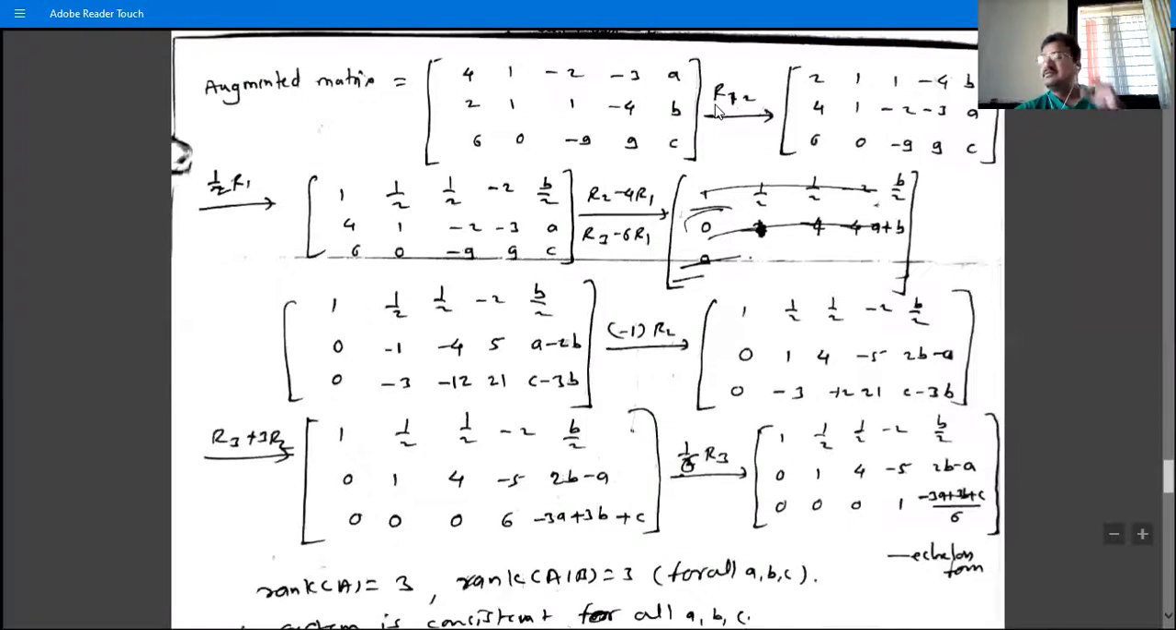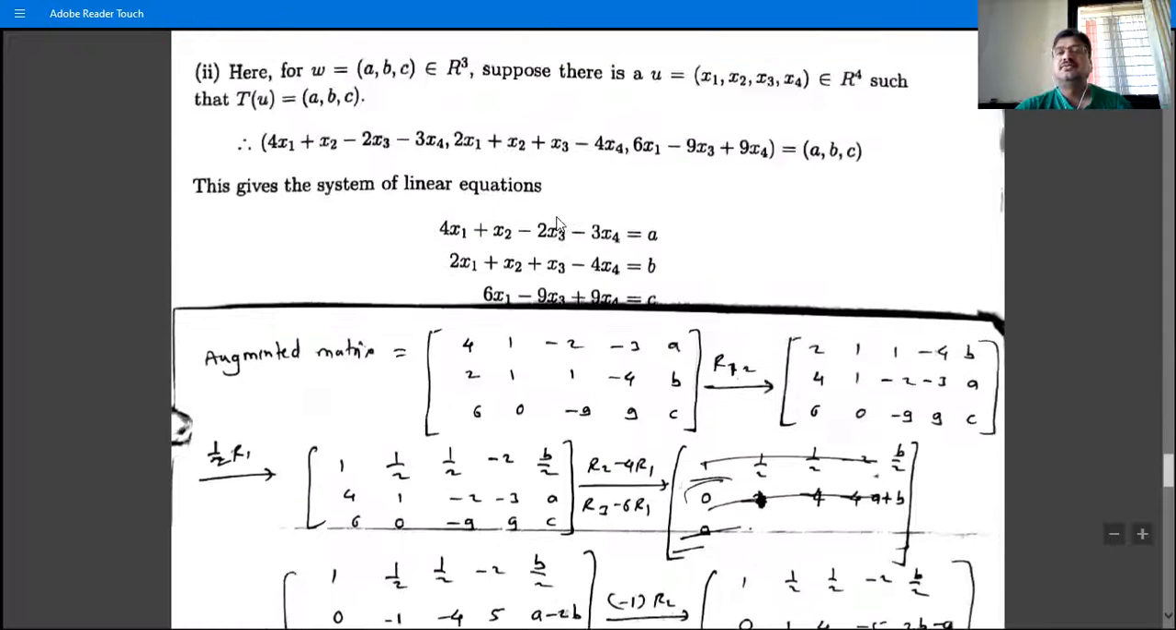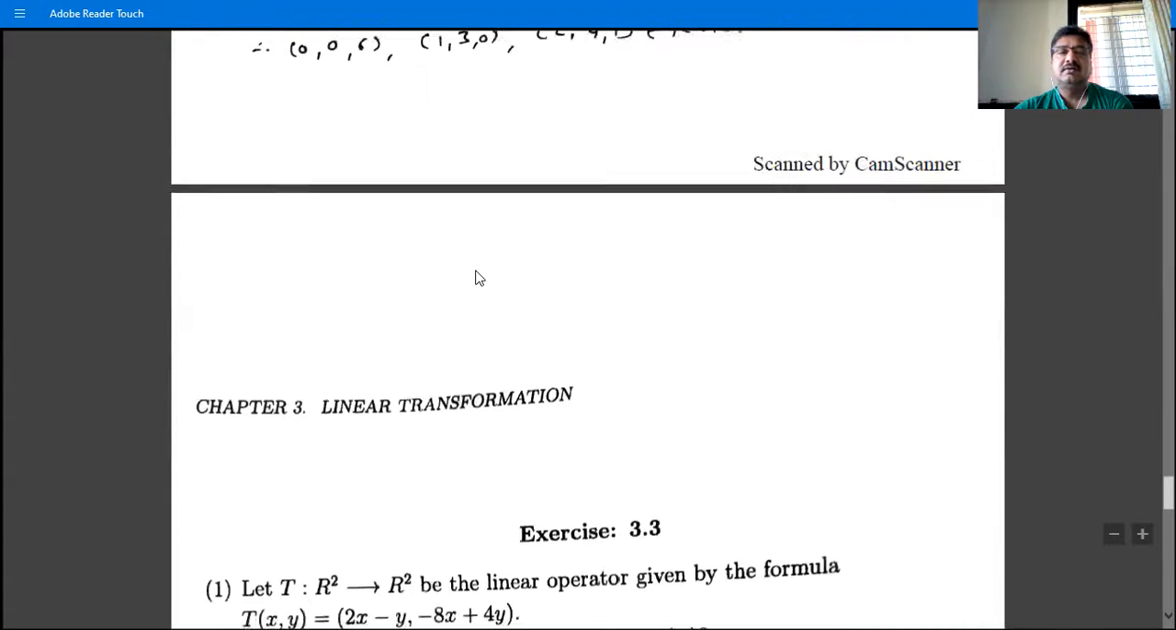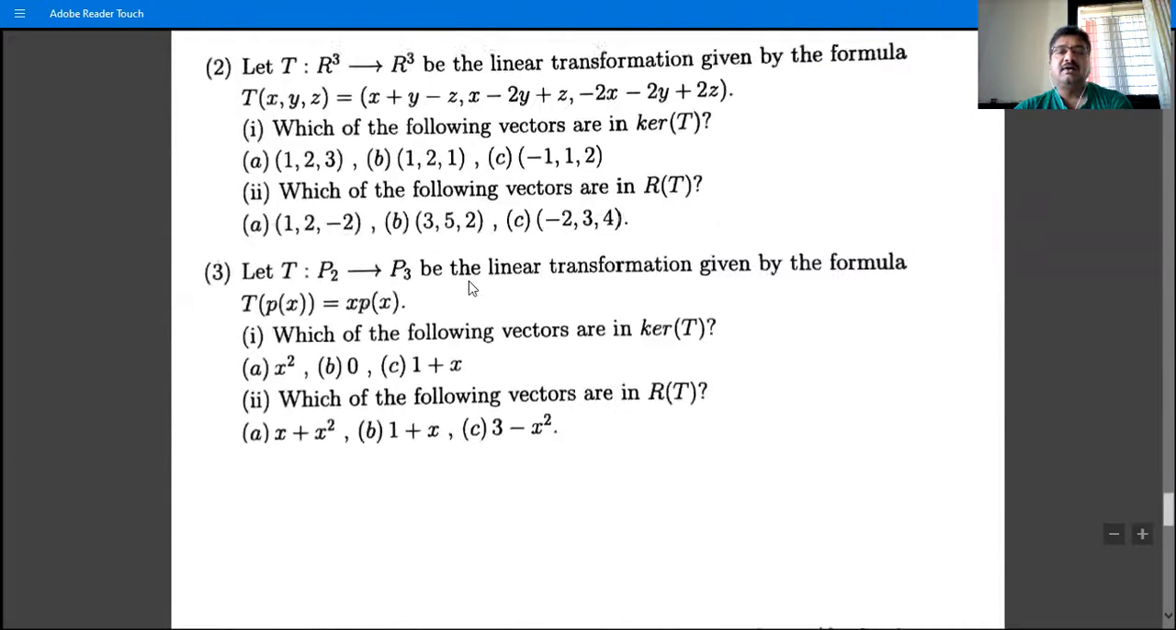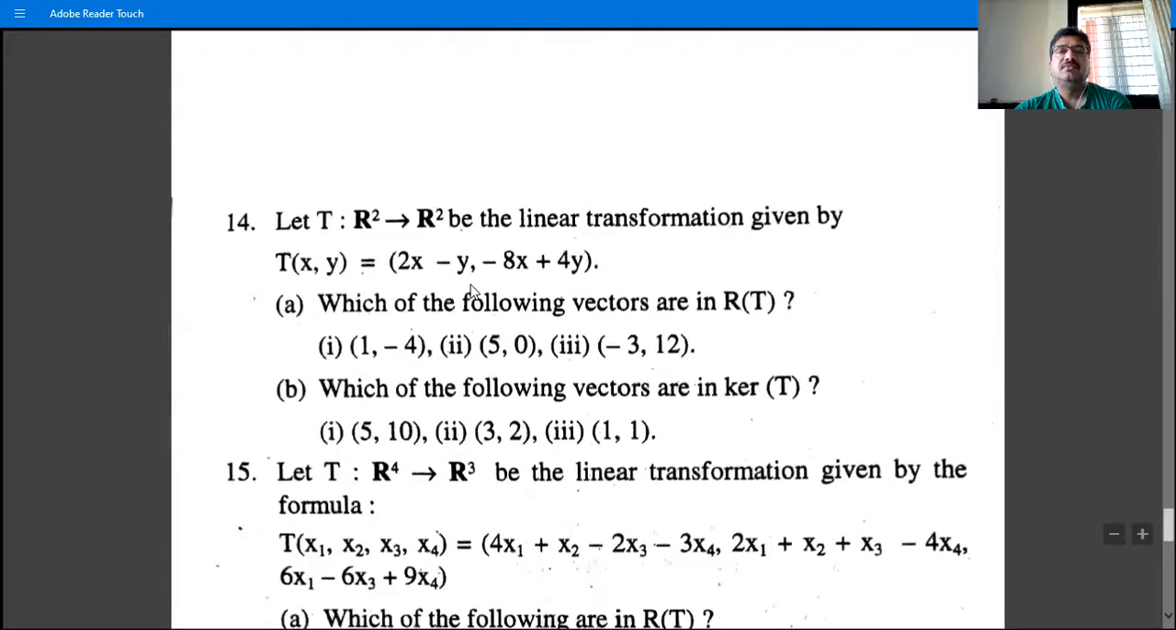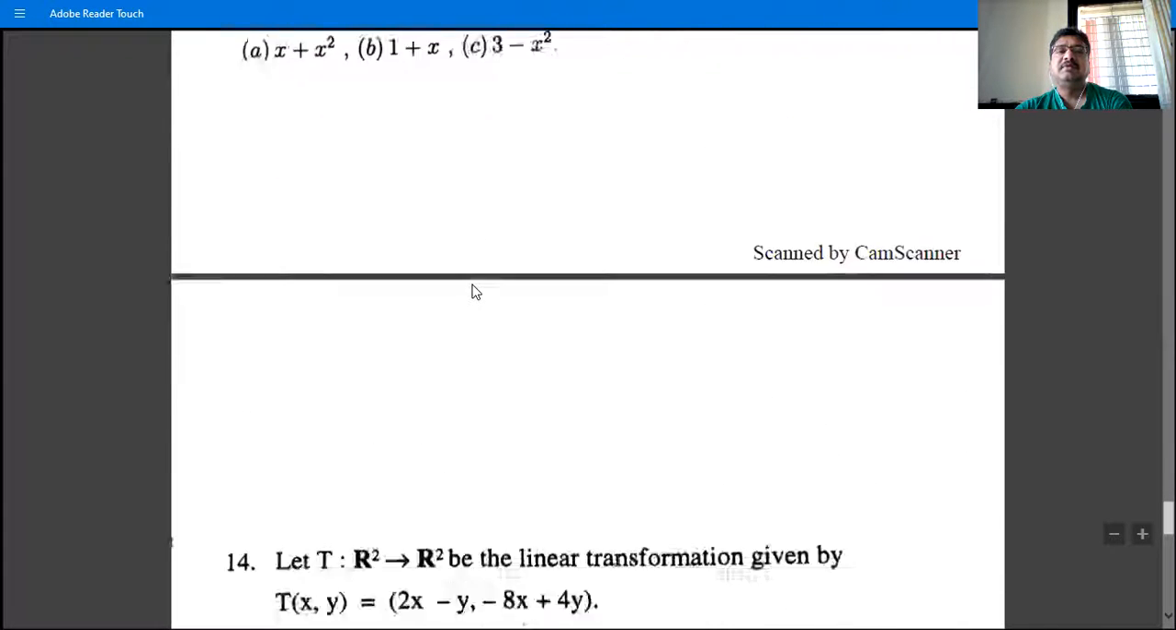So same answer. So this is about the range of T and kernel of T. So we'll see the remaining problems in the next lecture.